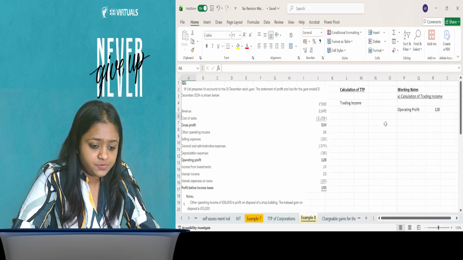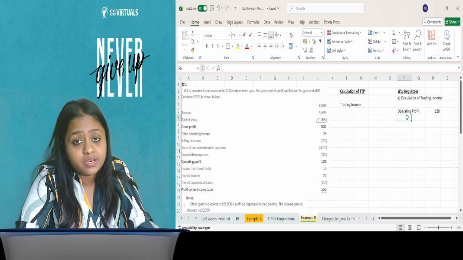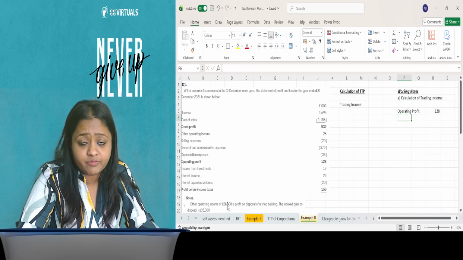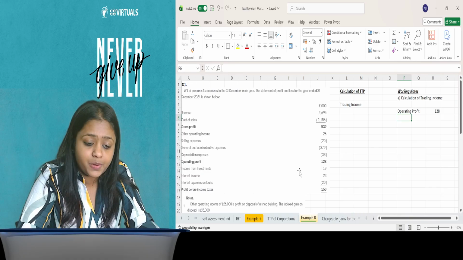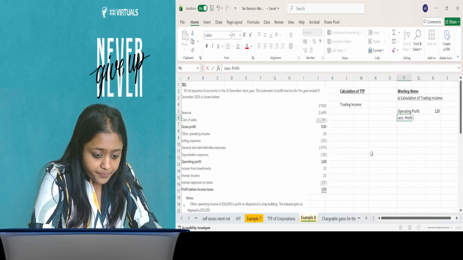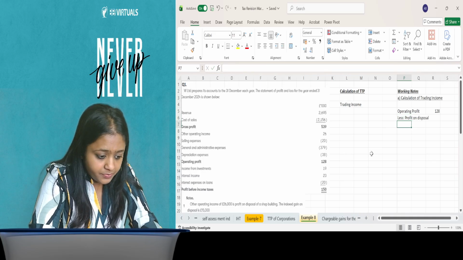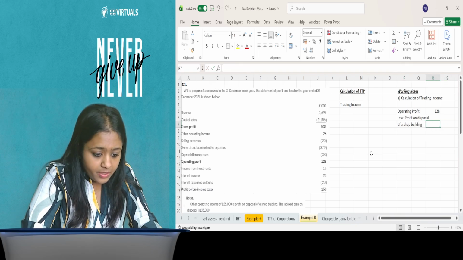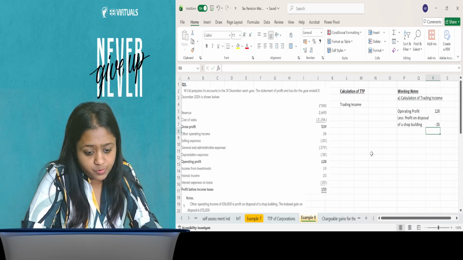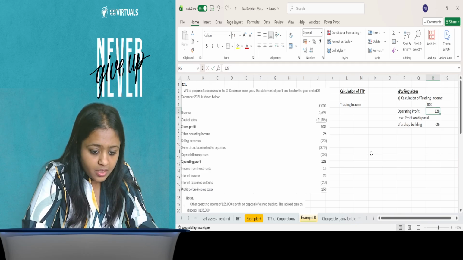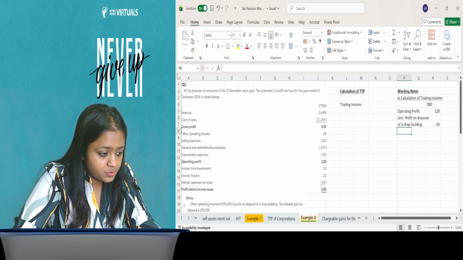The indexed gain on disposal is 15,000. Doesn't matter. We will reduce the gain which is included in the operating income, which is 26,000. So here I will reduce profit on disposal of a shop building, which is 26. So that I will reduce from here because figures are in thousands. Okay, now let's go to the next one.